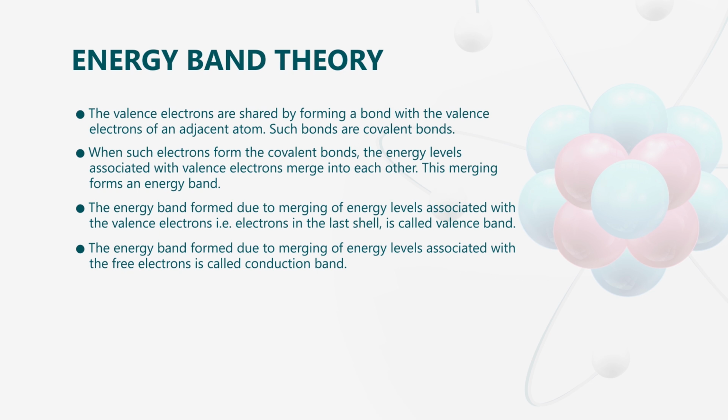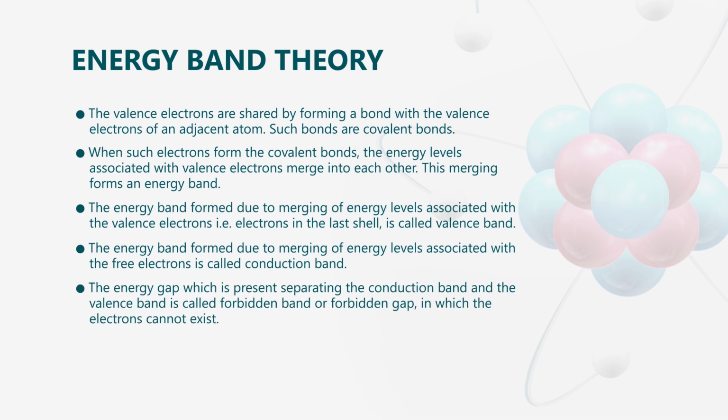Hence, the valence band is the energy band that results from the fusion of energy levels related to the valence electrons, or the electrons in the last shell or the outermost orbit. The conduction band refers to the energy band that results from the fusion of energy levels linked to the free electrons.